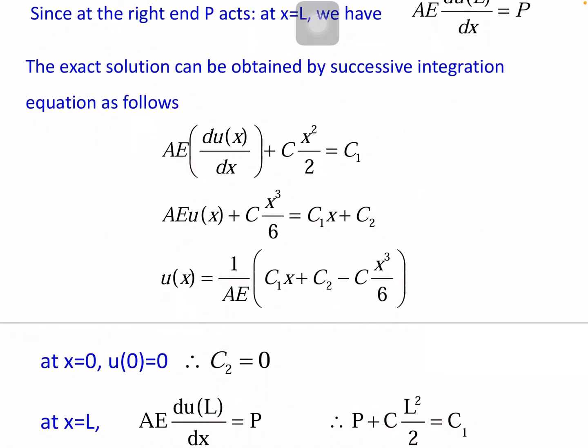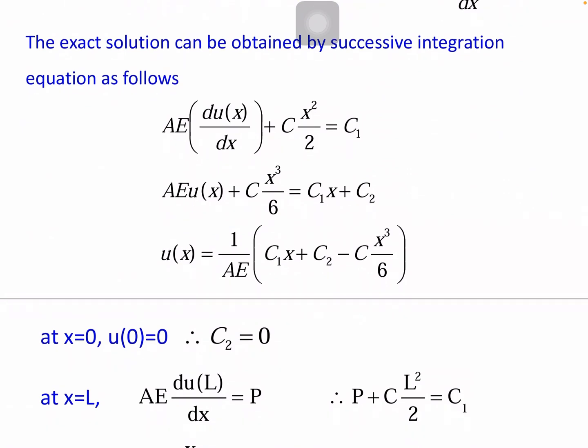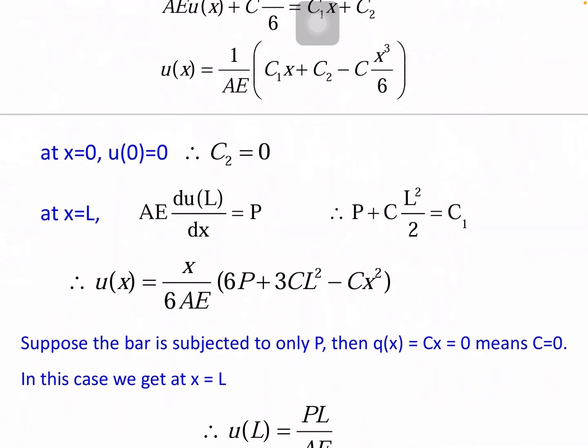Then simplifying, u of x will become this expression. This is the final expression for u of x that we will get. Then we need to find out the integration constants c1 and c2. In order to find the integration constants c1 and c2, at x is equal to 0, u equal to 0. We all know this, right? At x is equal to 0, u equal to 0. Therefore, we can write c2 equals 0.